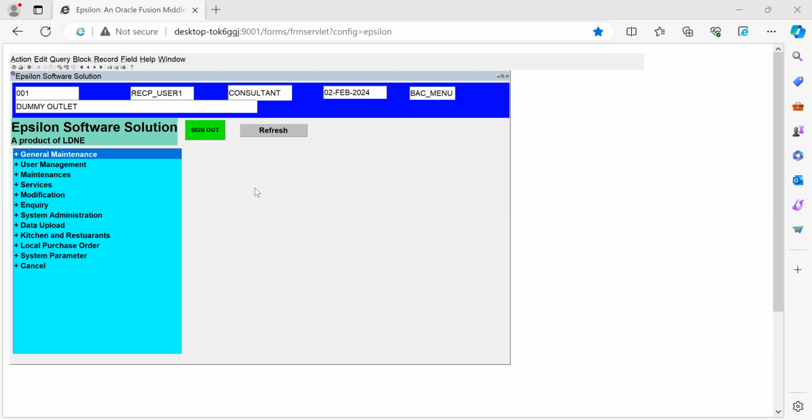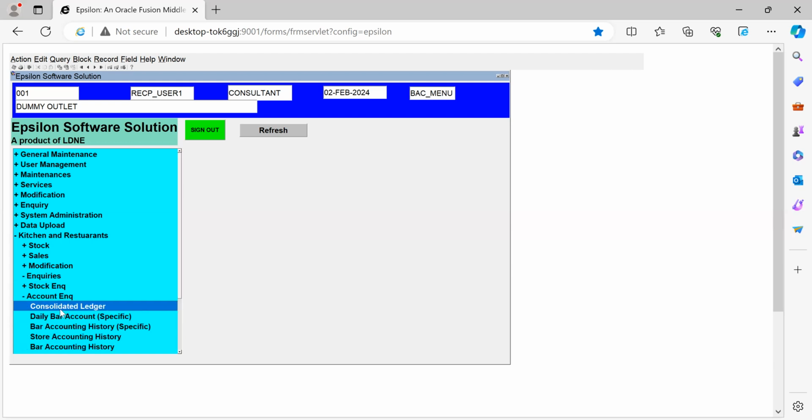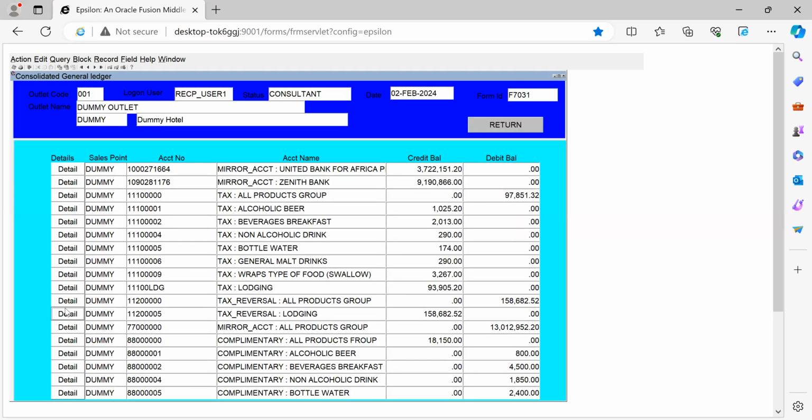And what do you mean by this? It means you can do an online inquiry from the system, where you can get real-time information, very vital, which you can use to take decisions. From my screen, this can be got from account inquiry. When you are in account inquiry, you choose consolidated ledger. So look at my screen.